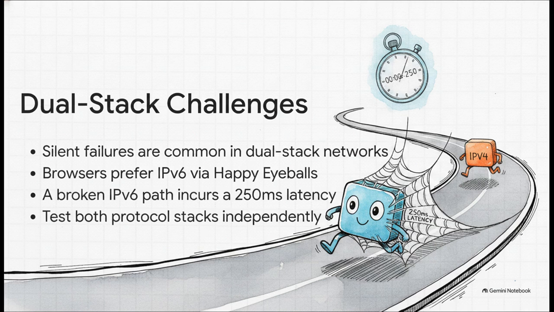It means a broken IPv6 path will usually mask itself as a slow network because of that fallback latency, rather than just giving you a clean, obvious connection error. Your users are just going to complain that the internet feels sluggish, while your IPv4 tests will look totally fine.